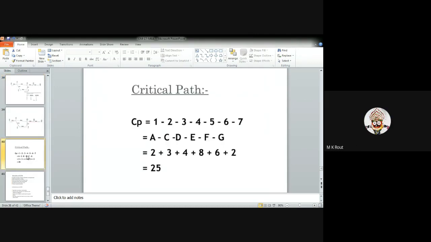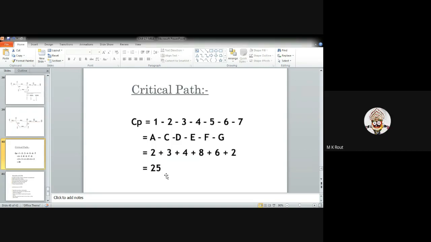Moving to the next one, you can see this is the path from A to C and C to D, D to F, F to G. The values are: in case of A, the completion time is given as 2. In case of C, the completion time is 3. In case of D, it is 4. In case of E, it is 8. In case of F, it is 6. And in case of G, it is 2. So if you calculate the critical path, that is 25. Is it clear?